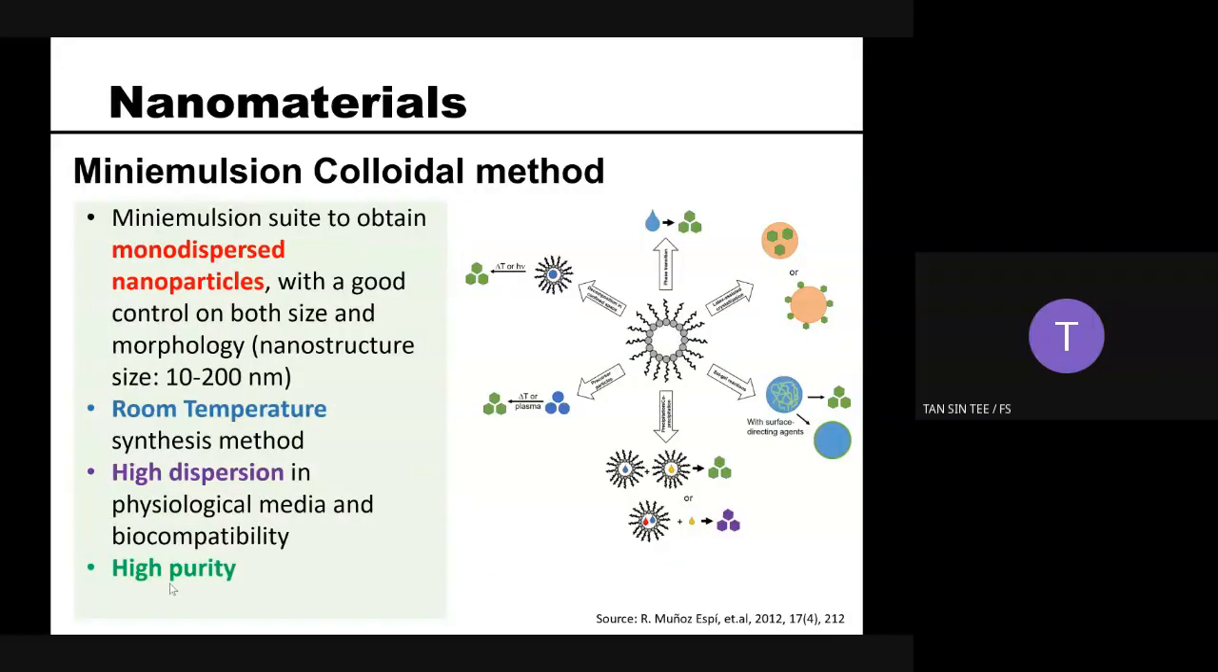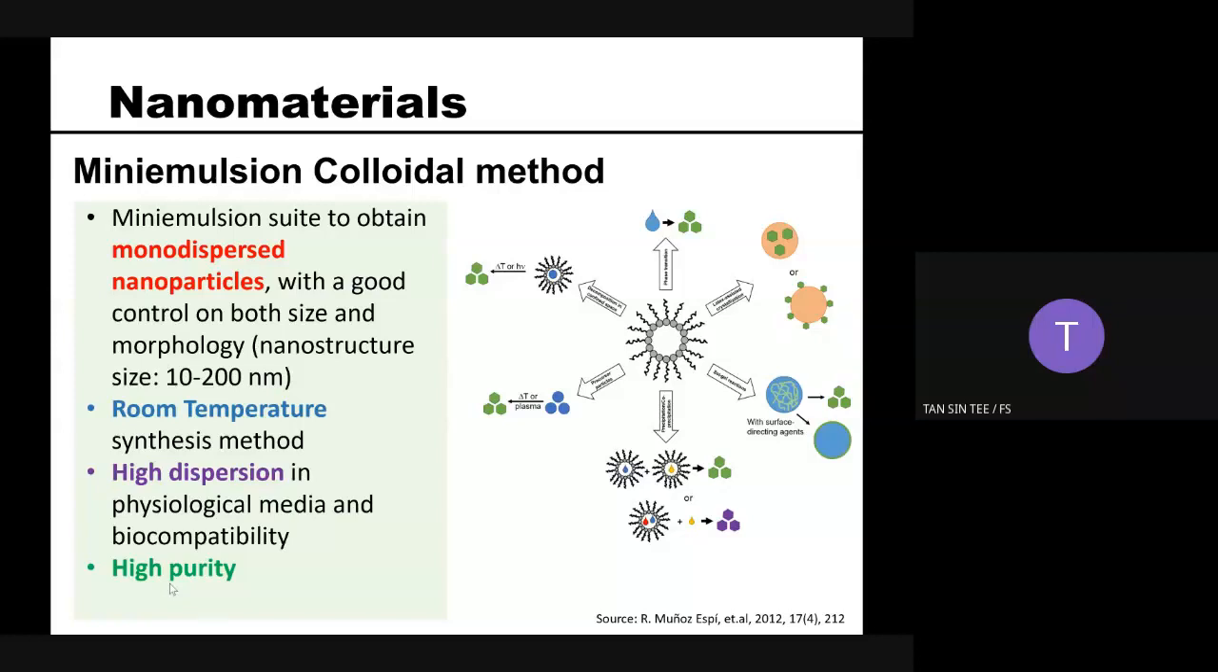Another common method people use is called the mini emulsion colloidal method. It became very active basically starting from the 2000s, when they started working in the field of photonic crystals, which needed a very well dispersed nanoparticle. So they were trying to use different kinds of ligands, in terms of hydrophilic and hydrophobic properties, to control the arrangement of the nanoparticle.